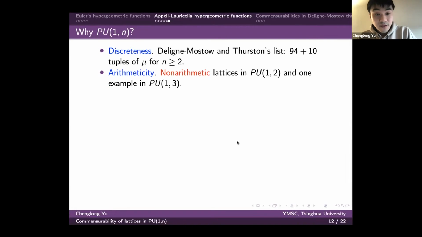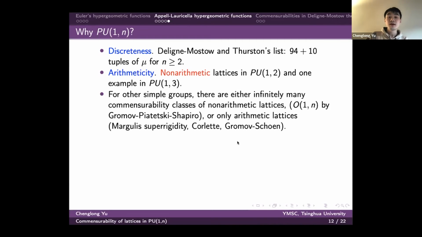And arithmeticity is a more interesting question. One of the motivations for Deligne-Mostow and Thurston is to study non-arithmetic lattices in PU(1,N). From this approach, they can find non-arithmetic lattices in PU(1,2), finitely many examples, and only 1 example in PU(1,3). So why is this interesting? Because for other simple groups, there are either infinitely many commensurability classes of non-arithmetic lattices, for example for O(1,N), this is work by Gromov, Piatetski-Shapiro, or, if the real rank of the group is greater than or equal to 2, Margulis superrigidity applies. And for the other rank 1 cases, it's done by Corlette and Gromov-Schoen.